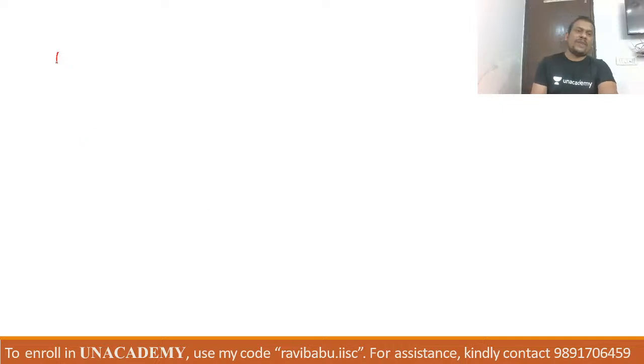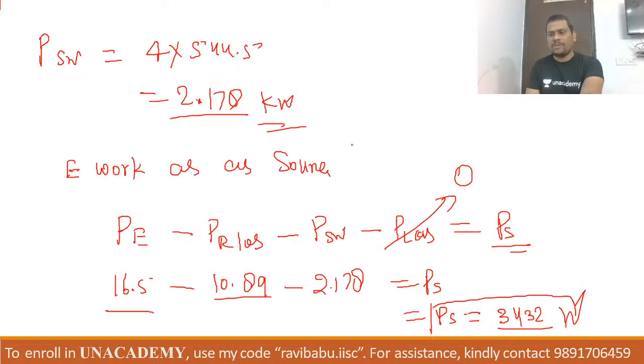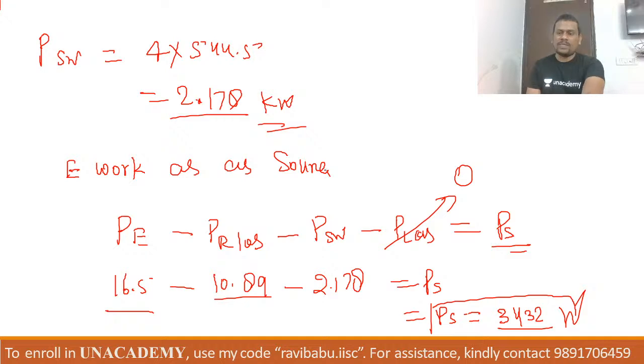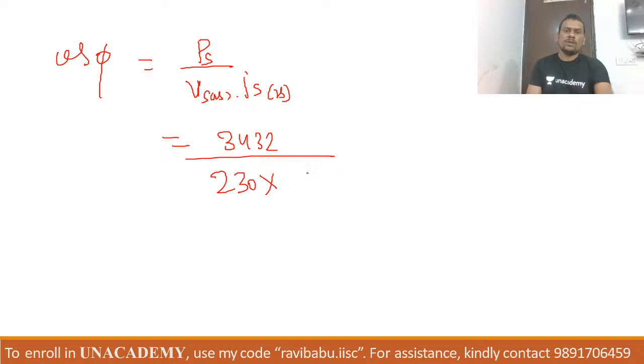So what will be the power factor? Cos phi is nothing but the supply power PS by VS RMS into IS RMS. Job is done. Now beta, what is this PS? Listen to me carefully. We have calculated 3432 divided by VS RMS 230 into IS RMS, which is 33, I think. Yes, 33. Now tell me what will be the final answer. 3432 divided by 230 divided by 33. It is almost 0.